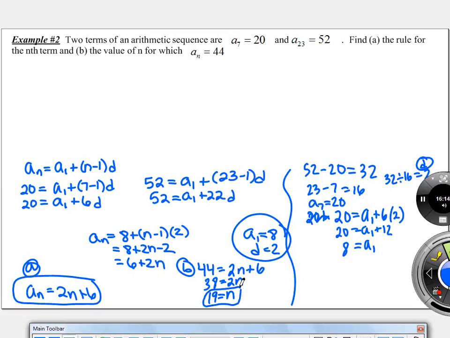Does it make sense with what you know about this sequence that the 19th term could be 44? Yes, so I feel confident in that and okay with that math. Okay? Questions?